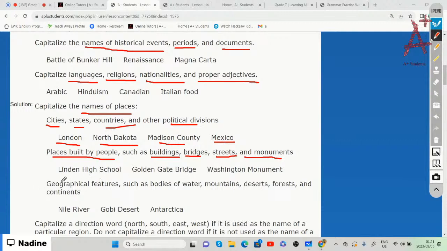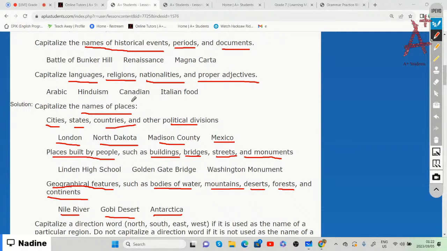Then we have geographical features that also need to be capitalized. Bodies of water, mountains, deserts, forests, and continents. We capitalize it. Continents, countries, we capitalize it. The Nile River, Gobi Desert, Antarctica, Europe, Table Mountain, right? We capitalize it. Asia, we capitalize it. Australia, we capitalize it, right?